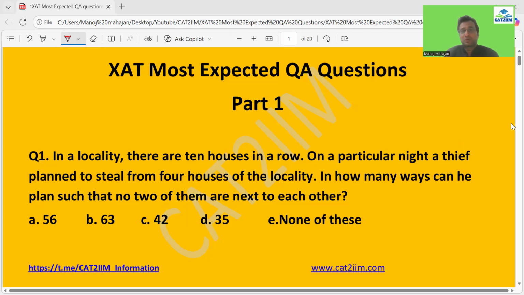Make sure that you check out the complete video as you can expect direct or similar questions in the XAT paper. Also, you're going to learn superb trick shortcuts.